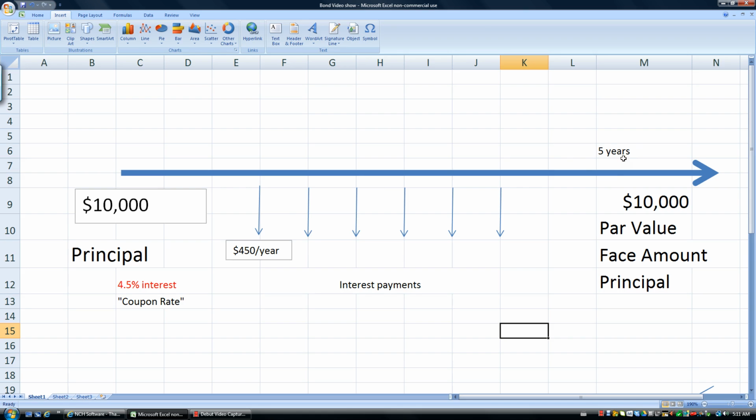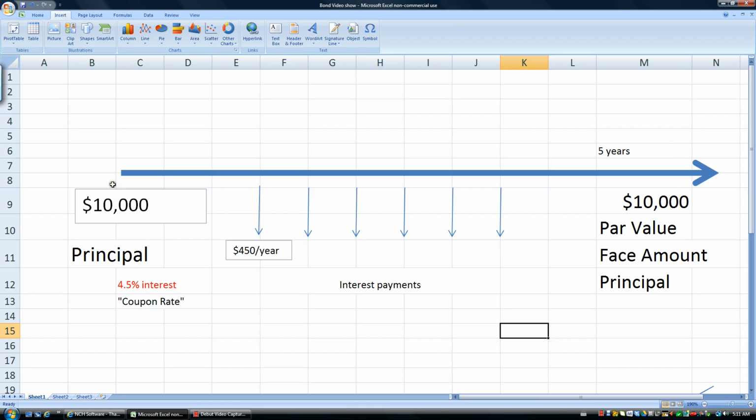So you know that at the end of 5 years, the company you gave your money to, they're going to use that money in their business and they will return it back to you, the exact dollar figure that you put in, that is $10,000, will be given back to you after 5 years. So that is called the par value, or the face amount, or in other words, again, the principal. So these mean the same as whatever your initial investment is. You're going to get that back after 5 years.